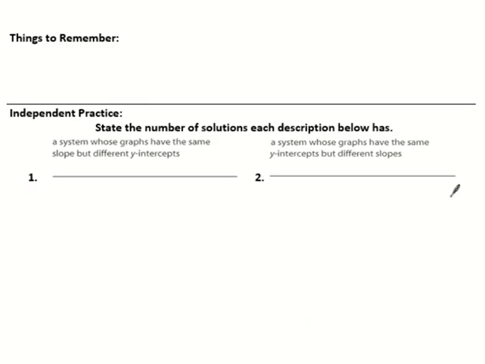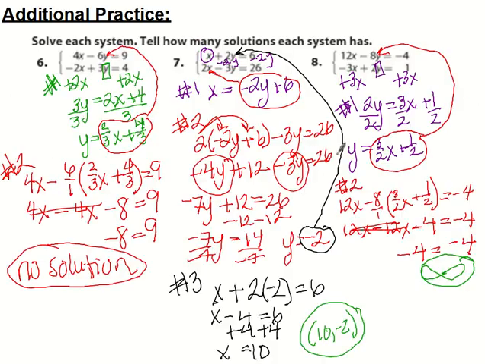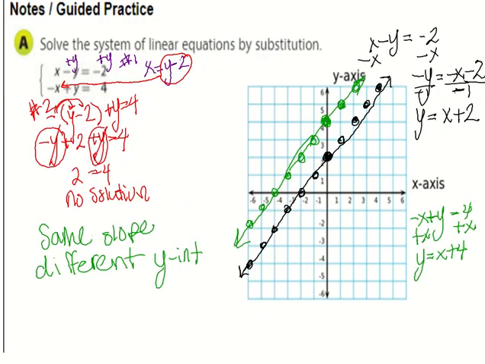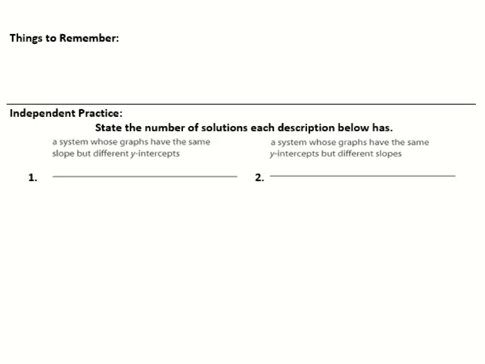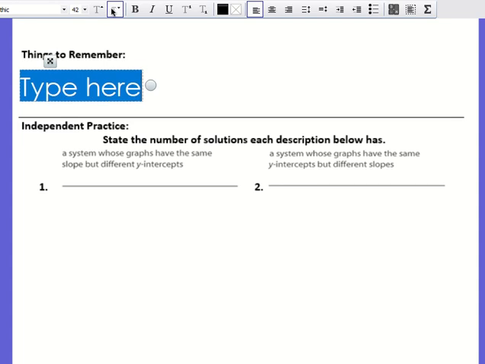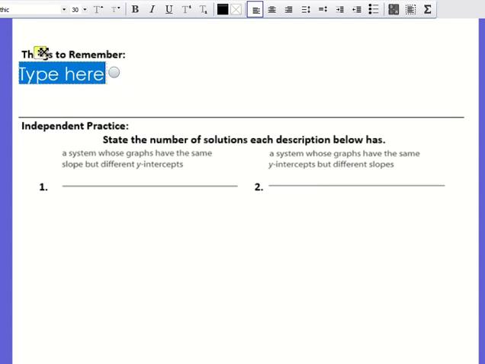All right, so the main things to remember are kind of these little notes I wrote here, right? Same slope, same y-intercept, same slope, different y-intercept, and then for one solution, it'll be different slope, different y-intercept. So those are the things I think I'm going to type right here, main things to remember.